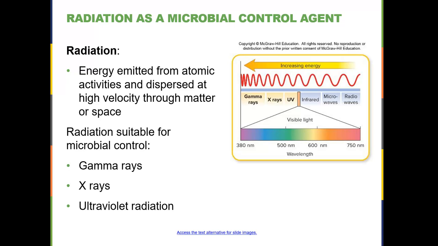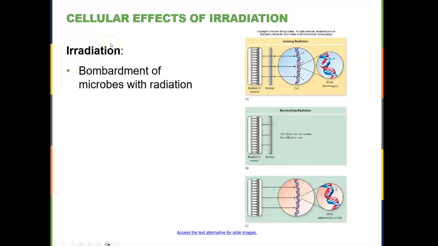So we have visible light, which is what we see, which is not harmful. So you have infrared, microwaves, radio waves, which are all longer wavelengths. It's when you get to these shorter wavelengths that you have the issues: UV, X-rays, gamma rays. So the shorter the wavelength, the more damaging it is. Irradiation is the bombardment of microbes with radiation. So if it's ionizing radiation, it can go through a barrier and break up the DNA. Non-ionizing does not penetrate through a barrier.